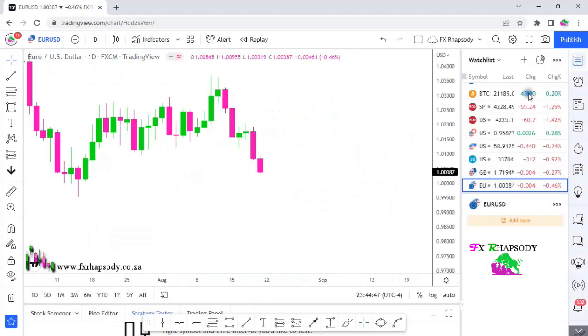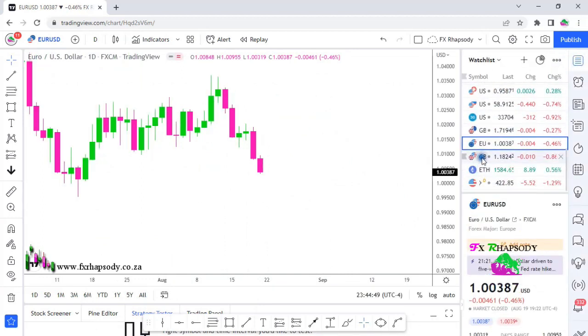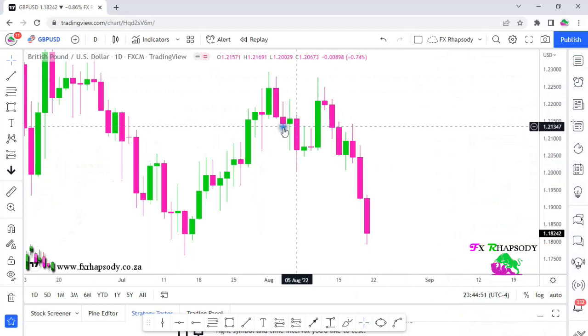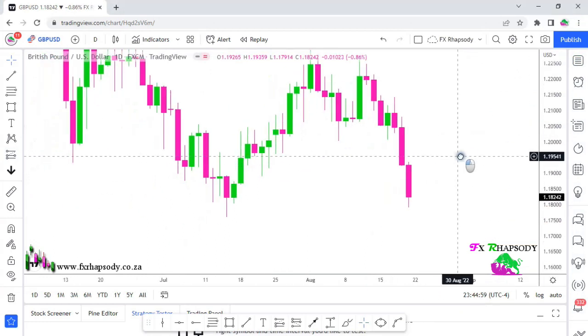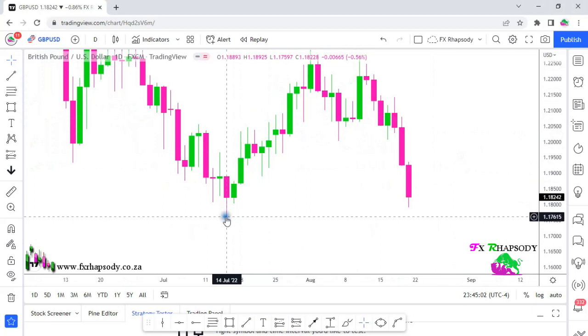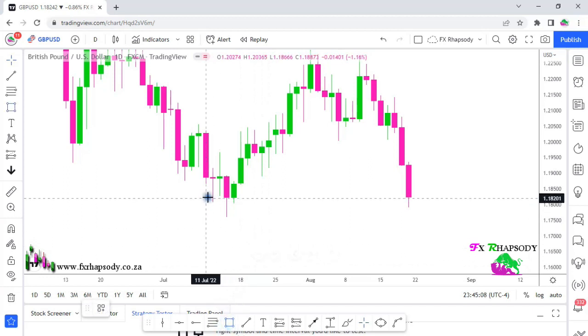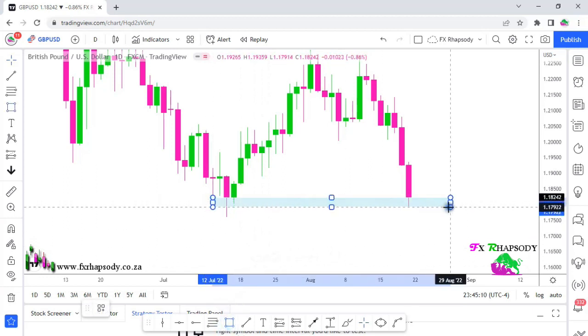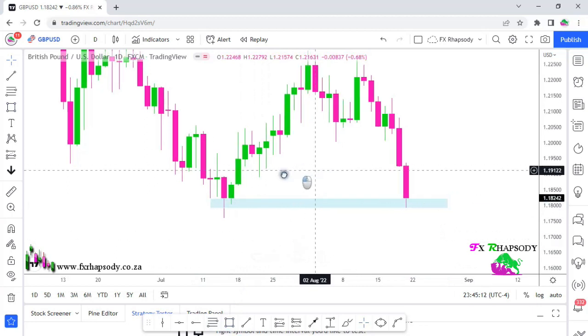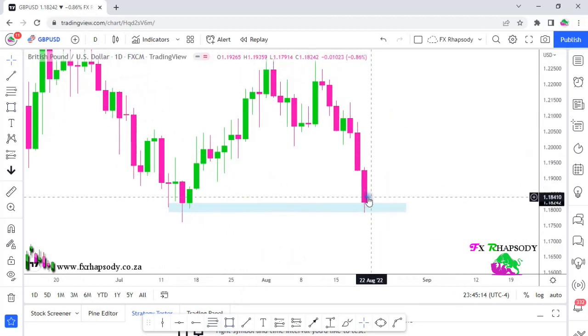Next currency pair we're going to be looking at will be your British pound, US dollar. So on the British pound, US dollar side of things, what we can see is price just again tapping into that low area. This is a previous low in the market, created on the 14th of July. So that was also a month ago. So price just tapping into that area. Will this be an area that price is going to break?